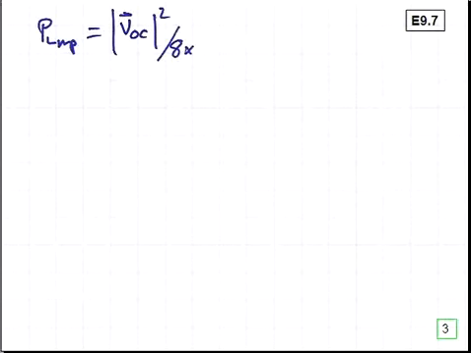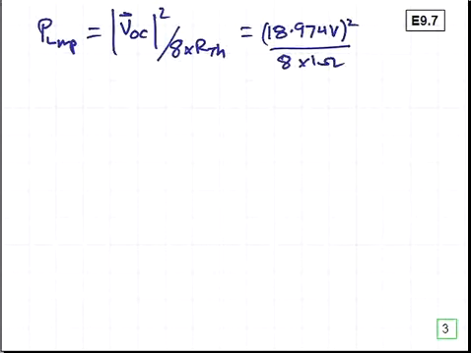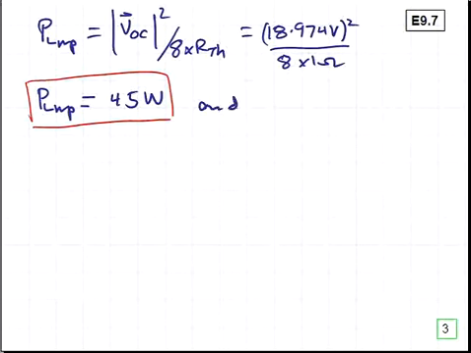Now we're ready to calculate that maximum power which can be delivered to this matched load. That's equal to the square of the magnitude of this open circuit voltage divided by 8 times the Thevenin resistance component. And our maximum power which can be delivered to this matched load is equal to 45 watts. And that Z L load for maximum power transfer is equal to 1 plus j1 ohms.